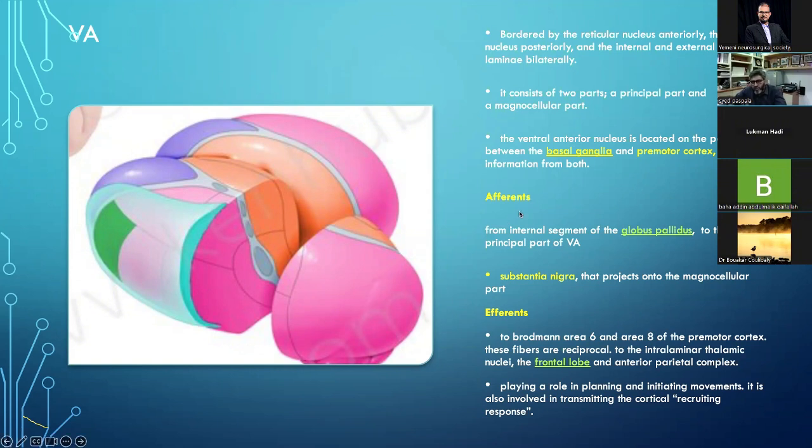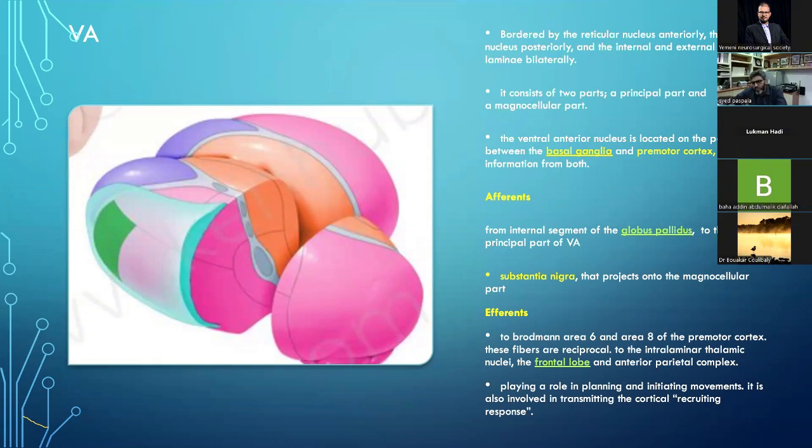The ventral anterior nucleus gets afferents from the globus pallidus and substantia nigra. The globus pallidus sends afferents to the principal part of the ventral anterior nucleus, and the substantia nigra projects to the magnocellular part of the ventral anterior nucleus. The efferents go to Brodmann areas 6 and 8, and it also gets reciprocal connections from that area. It also sends efferents to the frontal lobe and the anterior parietal lobe.